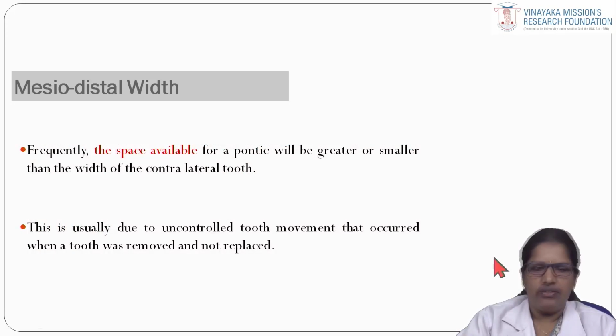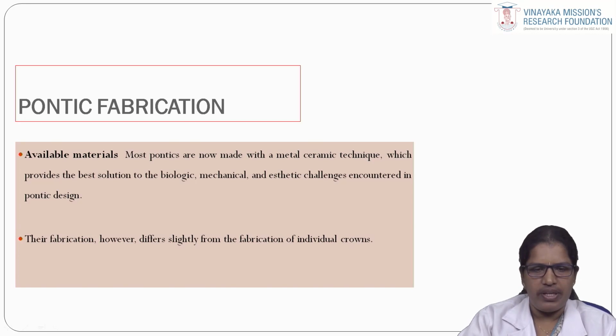For the mesiodistal width, frequently the space available for the Pontic will be greater or smaller than the width of the contralateral tooth. This is usually due to uncontrolled tooth movement that occurred when a tooth was removed or not replaced. And coming to the Pontic fabrication and the available materials, most Pontics are now made with a metal ceramic technique, which provides the best solution to the biologic, mechanical and aesthetic challenges encountered in Pontic design. Their fabrication, however, differs slightly from the fabrication of individual crowns.